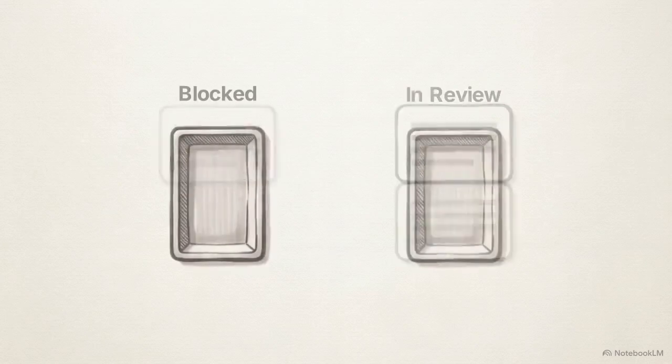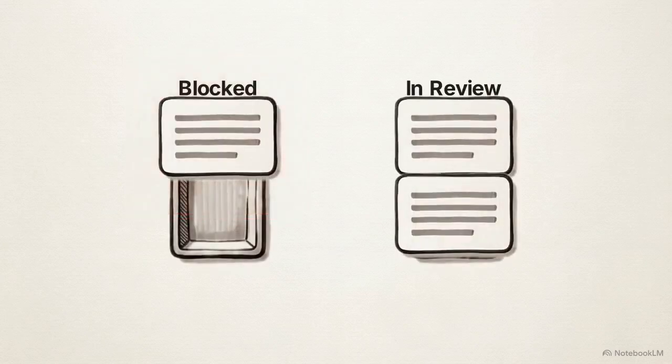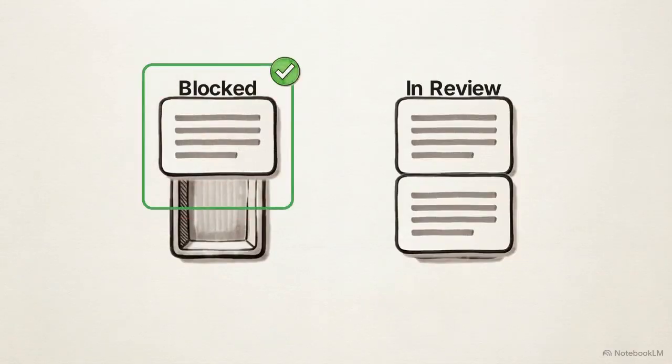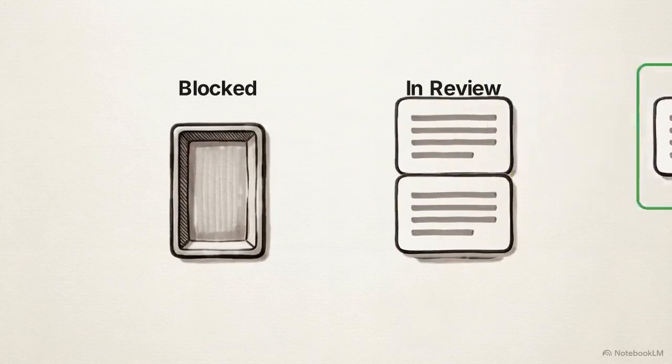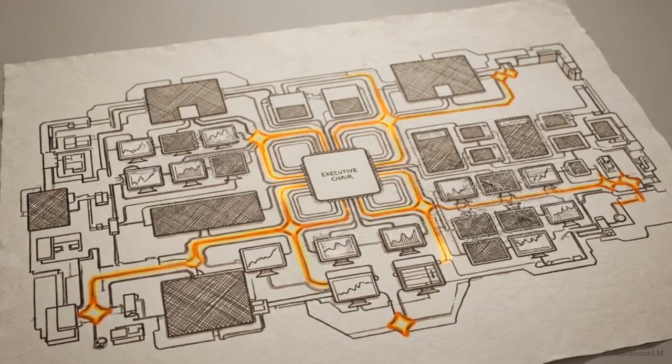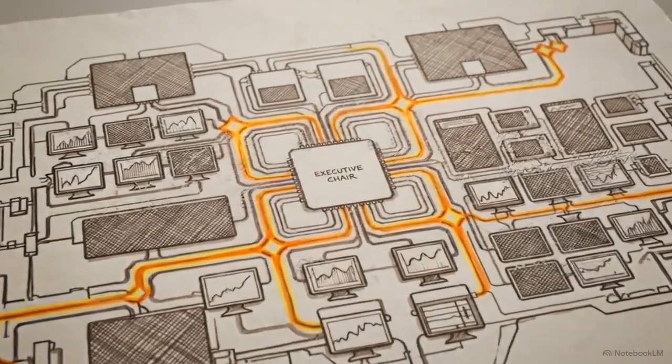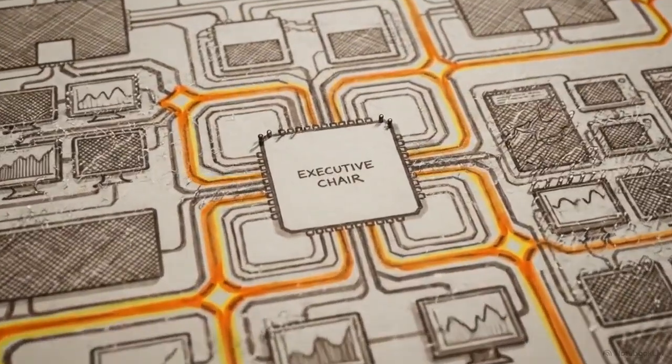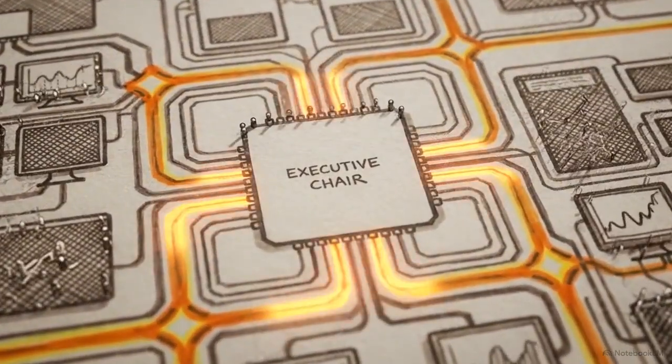Your daily routine is now streamlined. You only need to check the blocked and in review columns to provide missing API keys, review final drafts, and unblock agents so they can continue. You are no longer micromanaging an AI tool. You have successfully launched a self-sustaining digital enterprise and taken your seat as the executive.